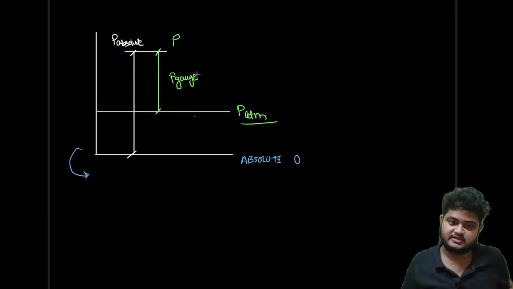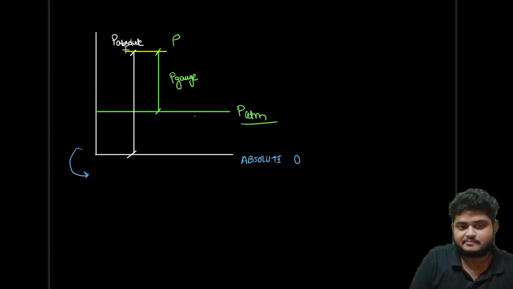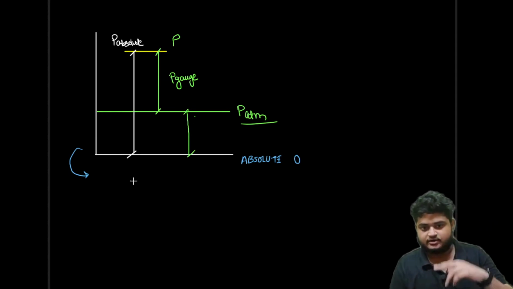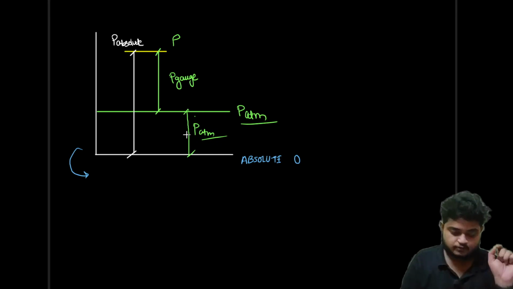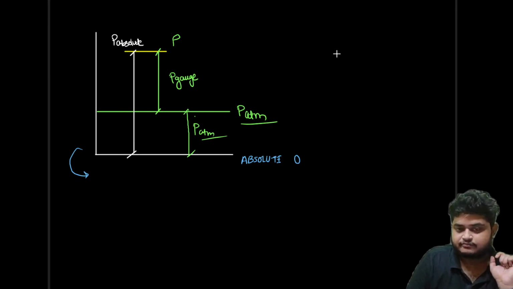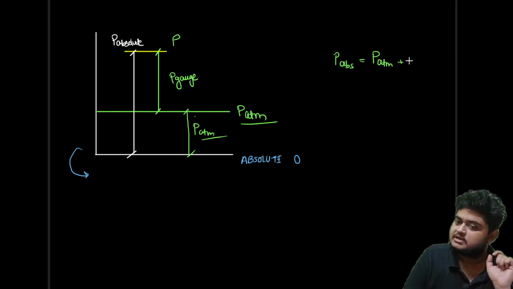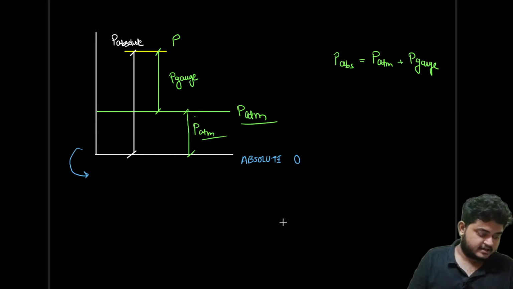So we can say that P absolute is equal to, I can say that this is P atm. According to the absolute, this is P atm. The value is P atmospheric. So we can say that P absolute is equal to P atmospheric plus the pressure which is measured from the atmospheric, which is called gauge pressure, right?